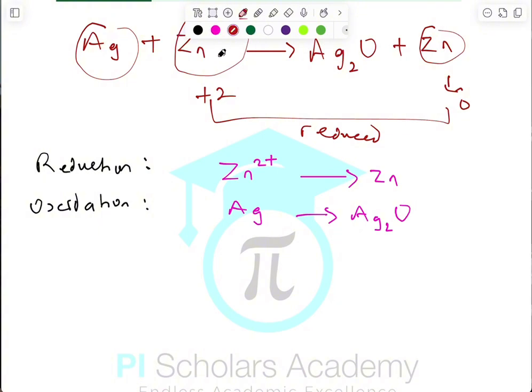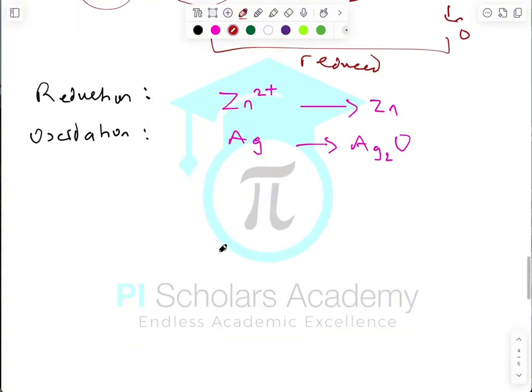So how do we do this now? The first thing you need to do is pick them one after the other. You can pick this one first. You balance them atomically. Then you balance them charge-wise. So for this first case, I have Zn2+, and I'm going to balance it atomically. It's already balanced atomically. I have Zn here, 1 atom of zinc, 1 atom of zinc. But charge-wise, it is not balanced. This one has a plus 2, and this one has 0, no charge here. We have to balance it.